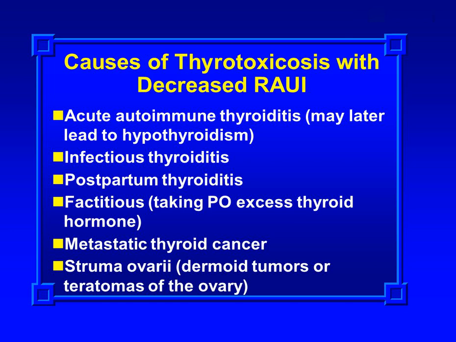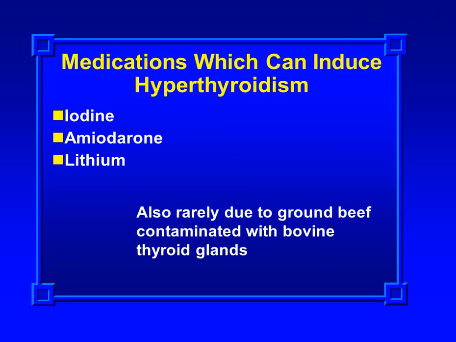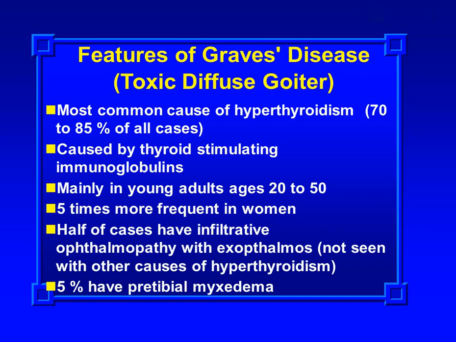Acute autoimmune thyroiditis, which may later lead to hypothyroidism. Infectious thyroiditis. Postpartum thyroiditis. Factitious, taking excess thyroid hormone. Metastatic thyroid cancer. Struma ovarii, dermoid tumors or teratomas of the ovary. Medications which can induce hyperthyroidism: iodine, amiodarone, lithium. Also rarely due to ground beef contaminated with bovine thyroid glands. Features of Graves' disease, toxic diffuse goiter.